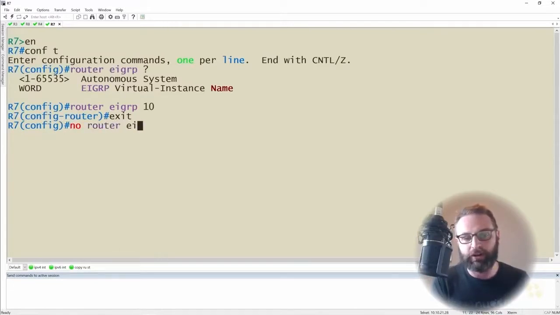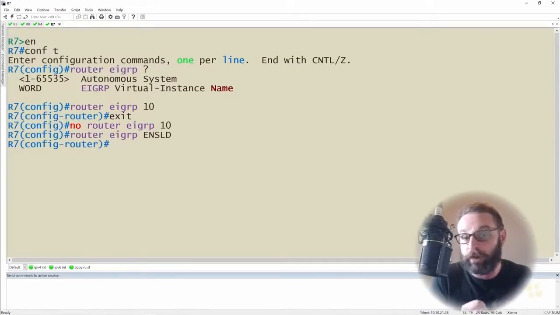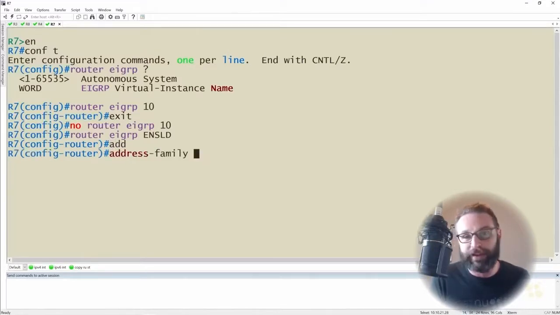I'll back out my configuration by saying no router EIGRP 10, and now I'll demonstrate how we could do this in named configuration mode. I'll say router EIGRP ENSLD, giving it the name ENSLD. Just like that, now I've created the EIGRP process for ENSLD. And this already sets up one of the big talking points of how named EIGRP differs. Named EIGRP is supposed to be one process for all of the different types of EIGRP we could run, and that's what address families indicate.